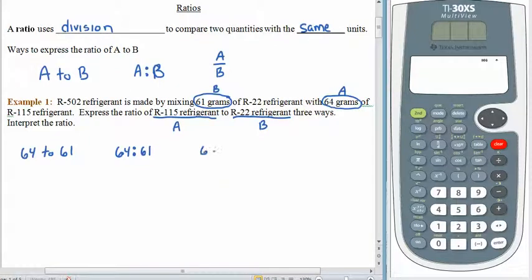We can also write this as a fraction. And the fraction is kind of nice for today, because then I can put in the units, because we have 64 grams of R115 compared to 61 grams of R22. And I know, you're going to ask, how come we didn't use the units when we wrote the ratio before? And we didn't use them because they cancel out. And we can see this in the fraction. Grams in the numerator cancel with grams in the denominator. What we really have is 64 compared to 61.